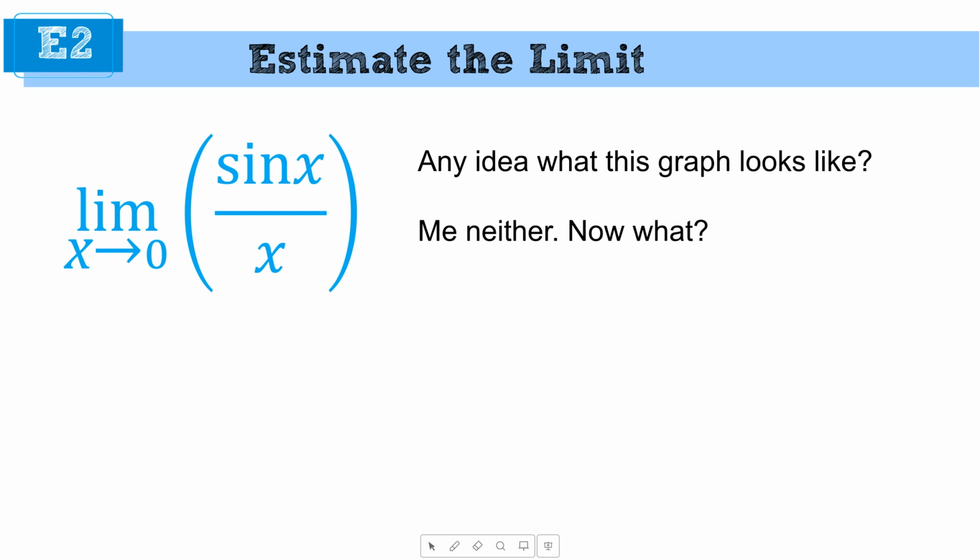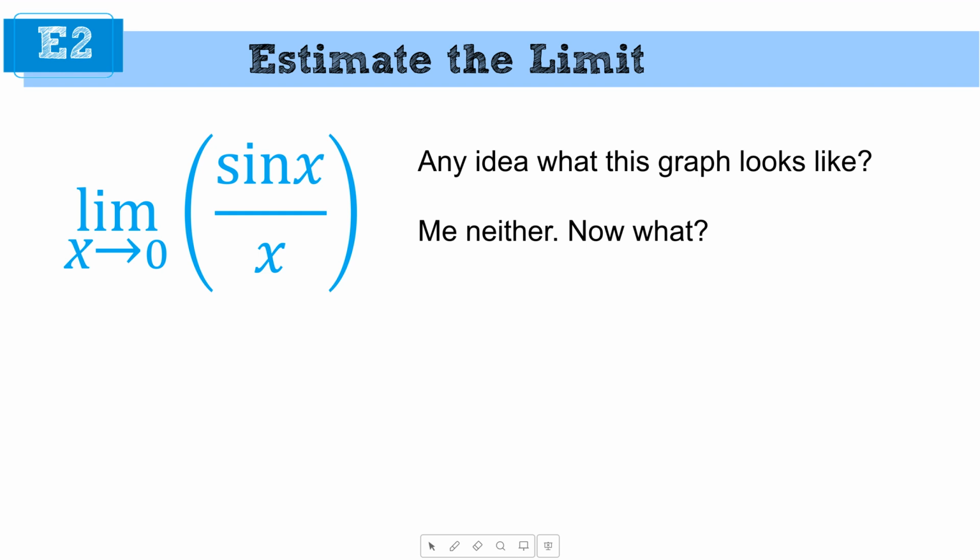Can you algebraically manipulate that? No, do not cancel those x's. That would be silly. So what do we do now? You get out your graphing tool and you graph that puppy. Desmos or your calculator, graph sine x over x. If you're on your calculator, make sure you're in radians mode.